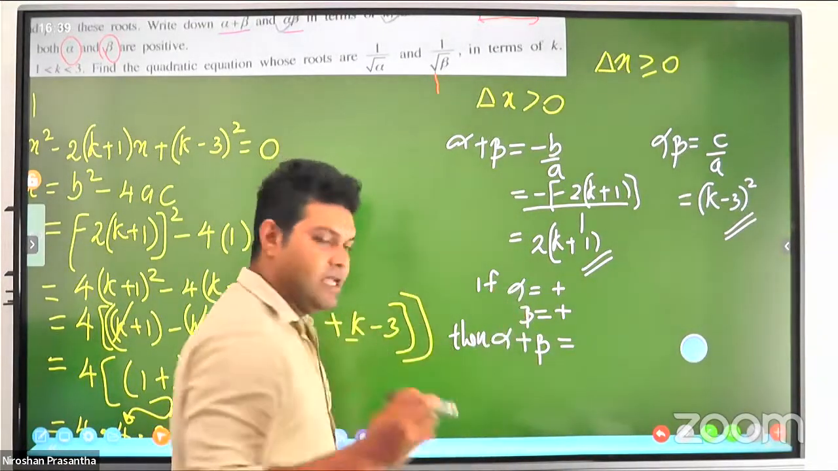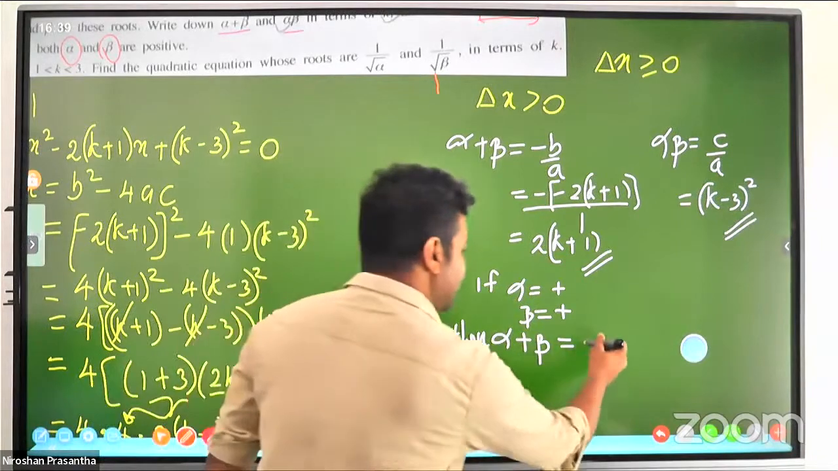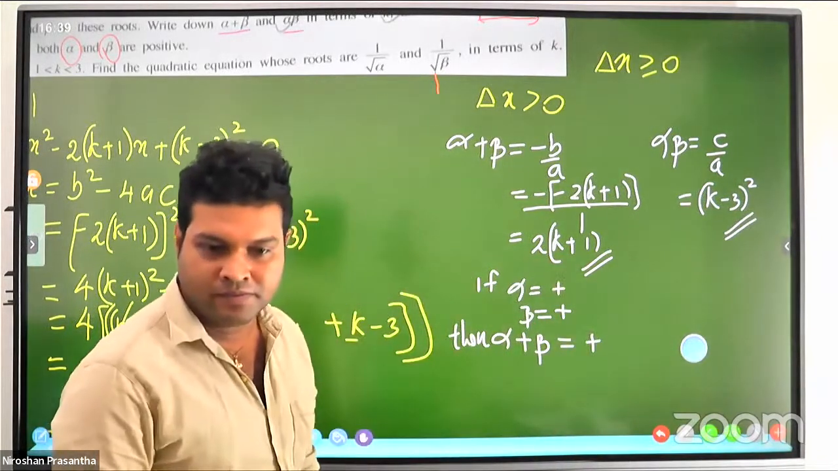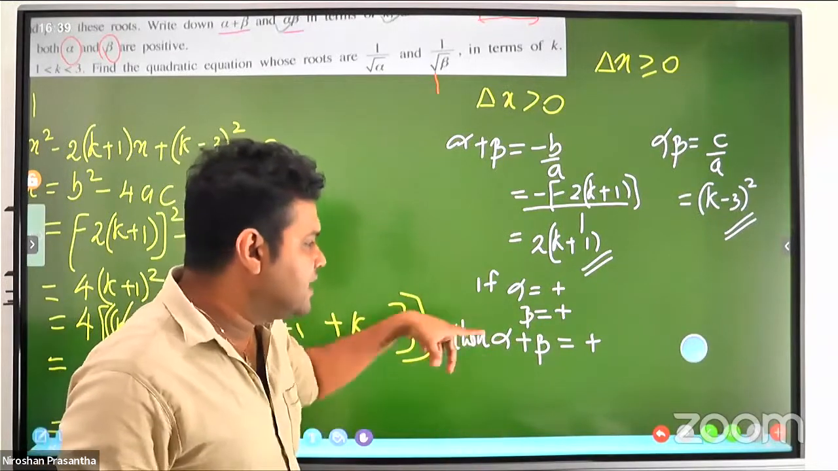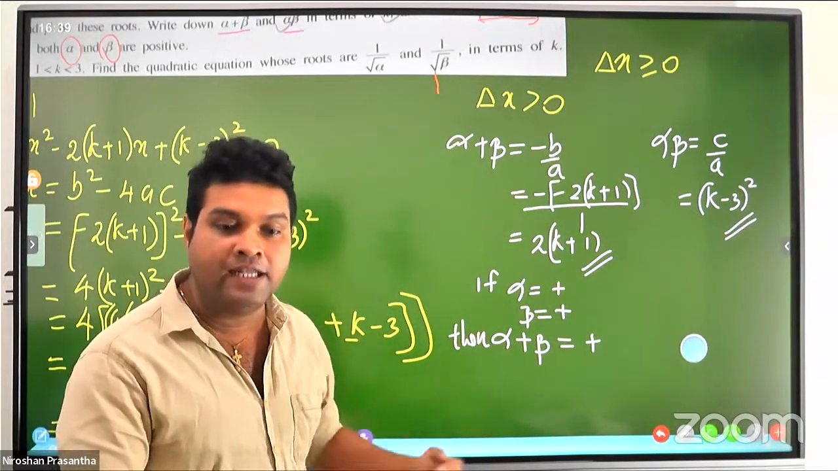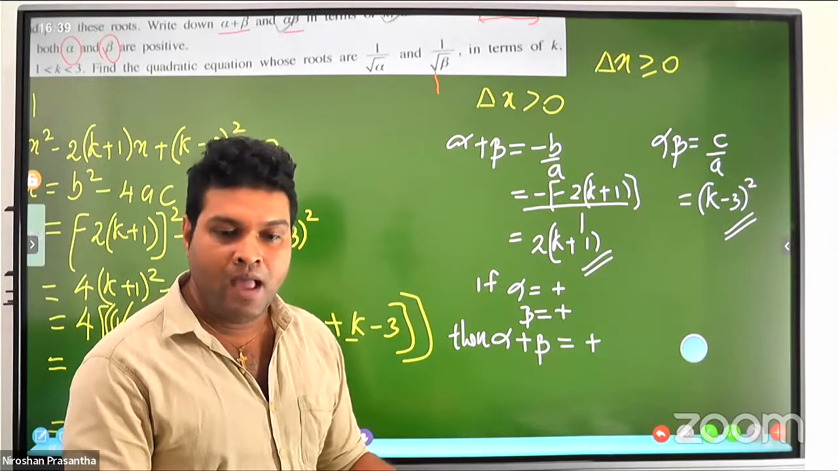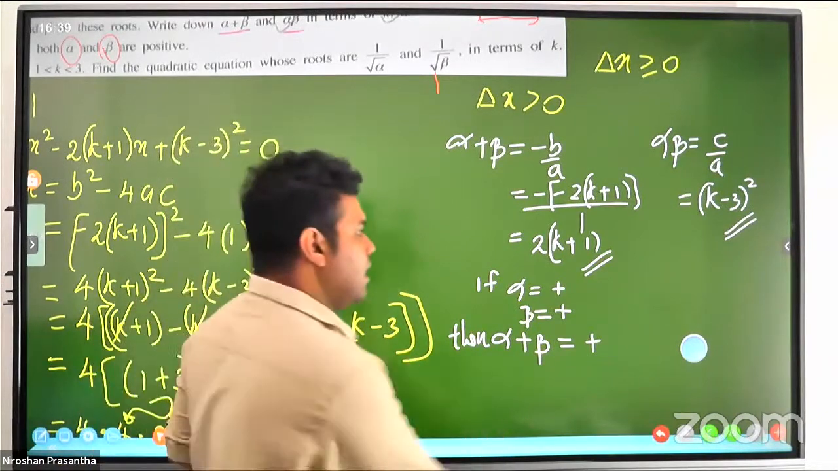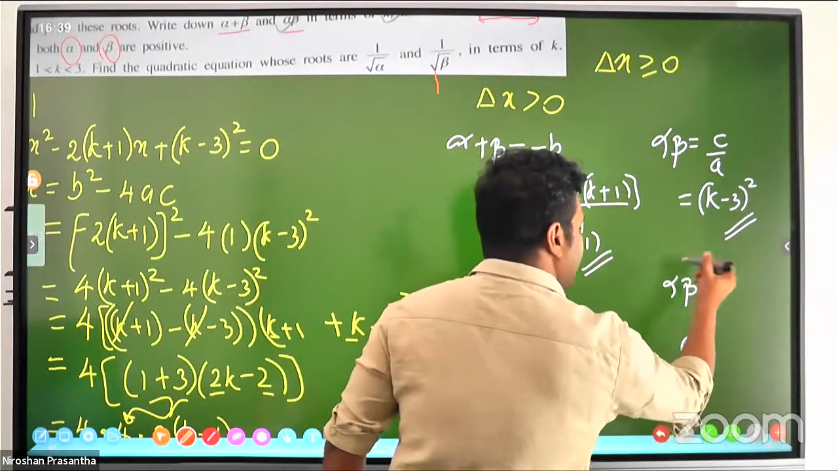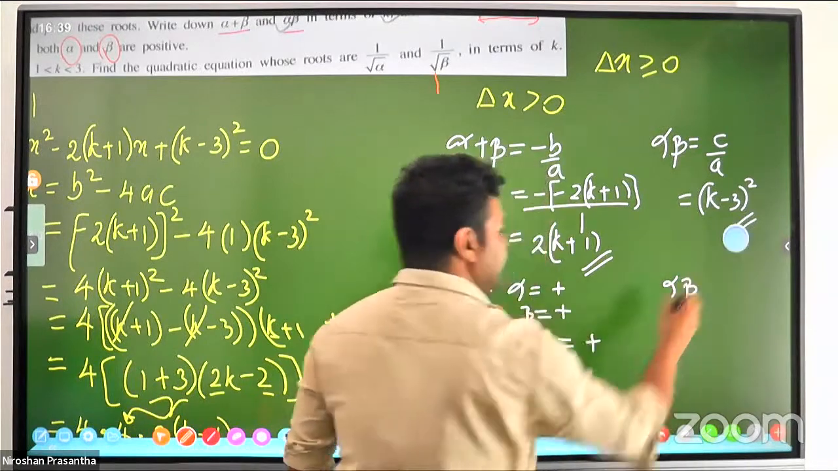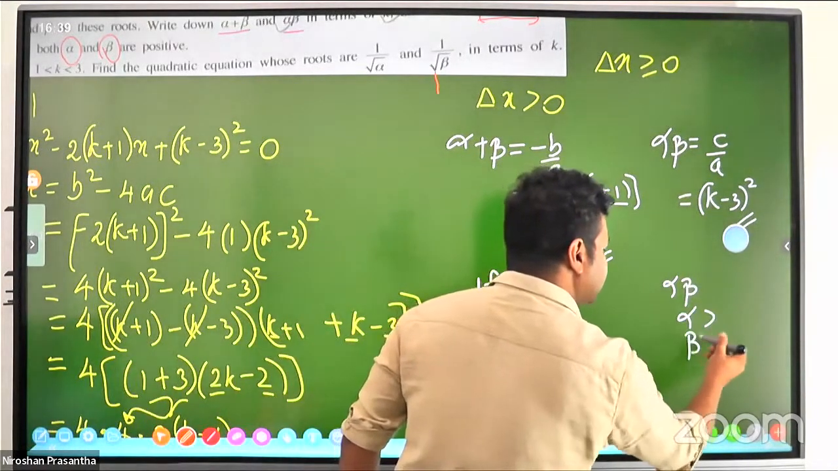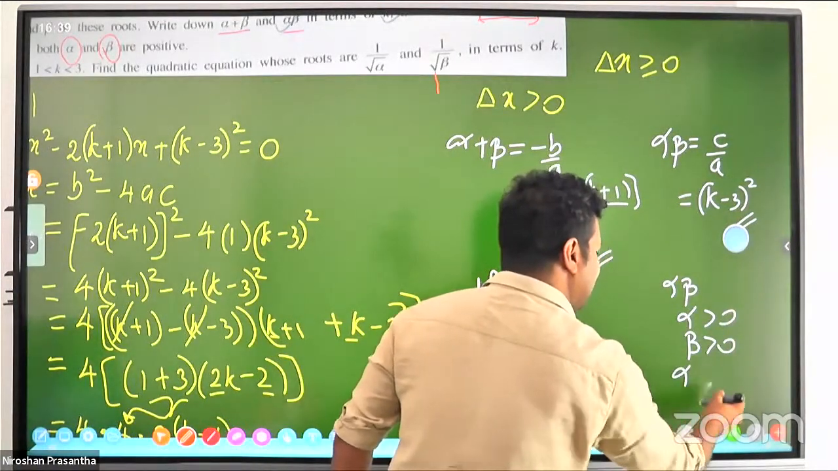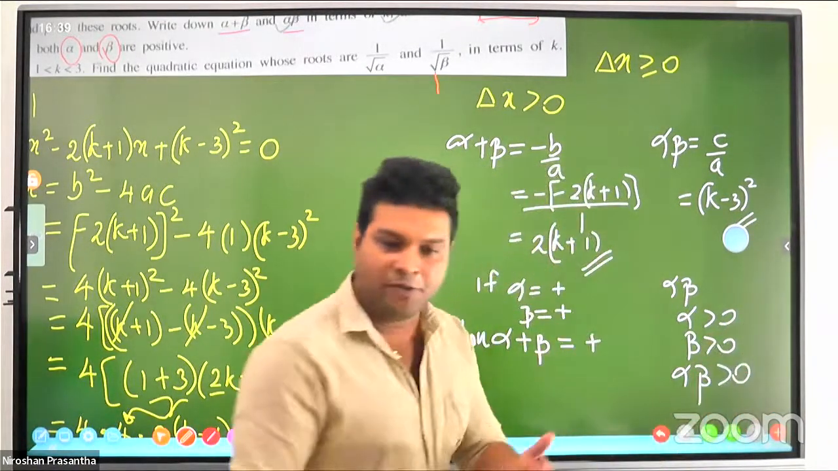What is alpha plus beta? Alpha plus beta is positive. Alpha plus beta must be positive. By means of this connection, we can have an inequality to write down the values of k. And not only that, the product alpha beta. If they are positive, right, then mathematically I will write that.